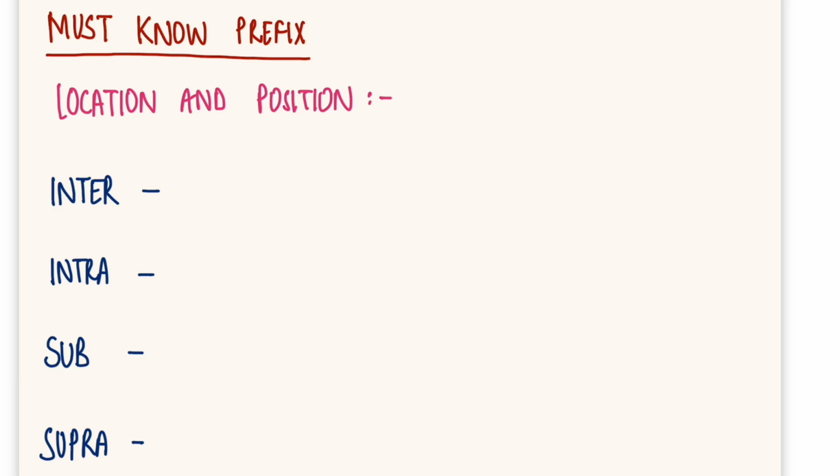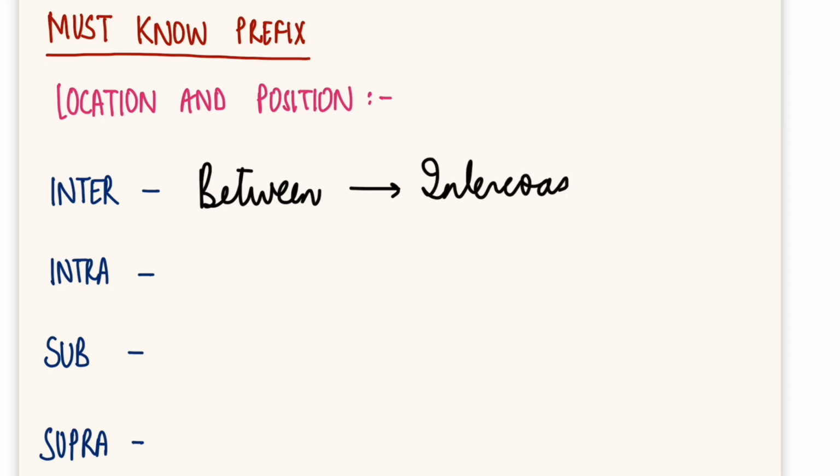The prefixes which describe a bit about location and position are as follows. Number one is inter. Inter means between, right? For example, the word is intercostal. Costal here refers to ribs. So basically, these are one pair of ribs, another pair of ribs. Space between them is known as intercostal space. So inter means between.